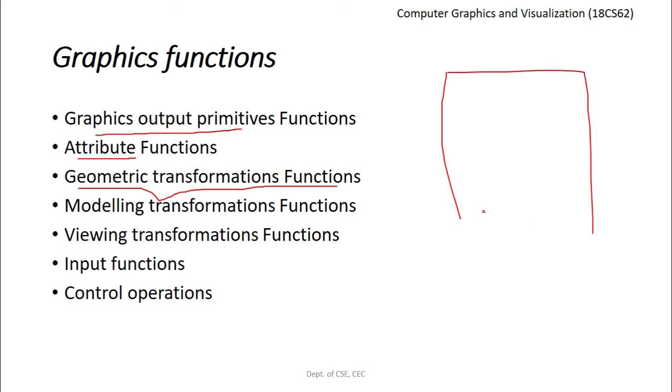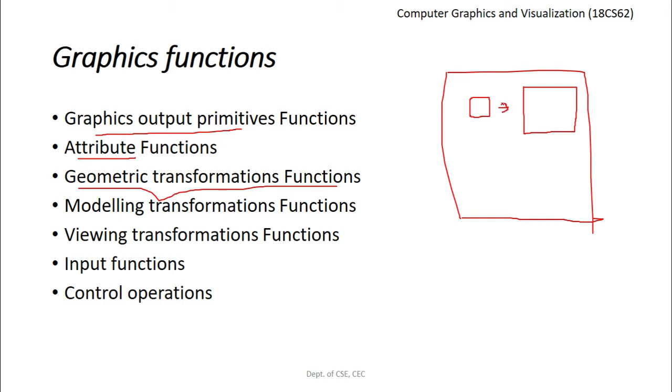So let me just draw a rough window here. Let us assume this is a window. Let us say on this window I am going to draw a rectangle or a square, something like this. What are the different geometric transformations we can apply here? We have geometric transformation functions using which we can change the shape of this particular object. We can increase or decrease its size. So we can convert from a small rectangle to a larger rectangle using these geometric primitive functions.